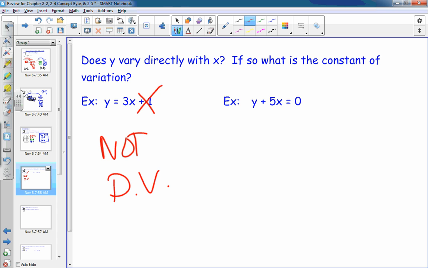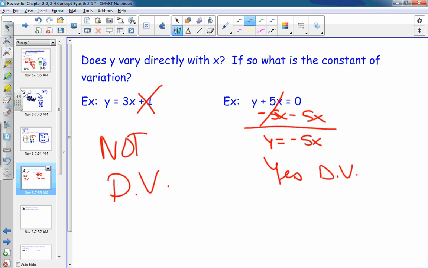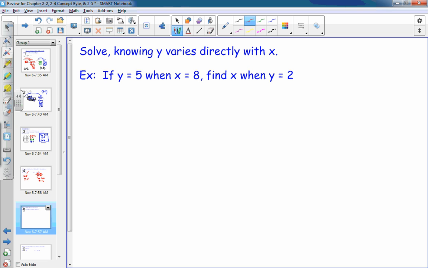Go to the next one. Is this solved for y? Solve it. So what do I do? Very good. So y is equal to negative 5x. Is this direct variation? Why is this direct variation? Because my b value is 0, because there's not a b value there. It's understood to be 0. So now it says if so, what is your constant of variation? K, which is negative 5. Do we all understand that? We golden? Excellent.